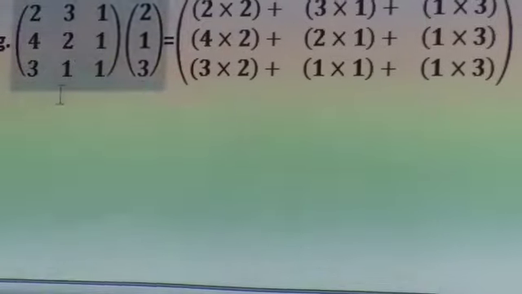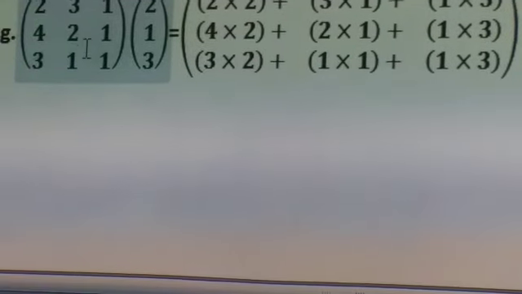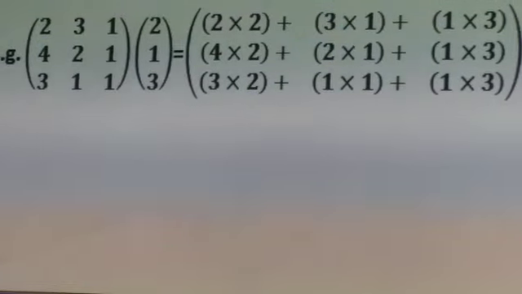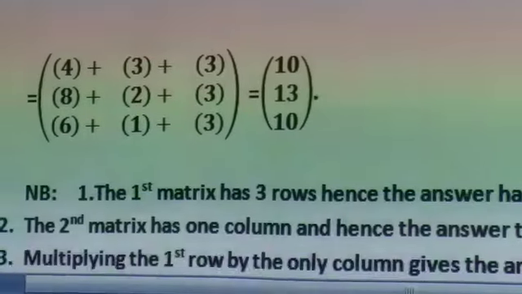The same applies to the second row by first column, and third row by first column. When we say a row by a column, the first element of the row will multiply the first element of the column, the second element of the row will multiply the second element of the column, and the third element of the row will multiply the third element of the column. Then we add to find a single result that will be at a corresponding position.